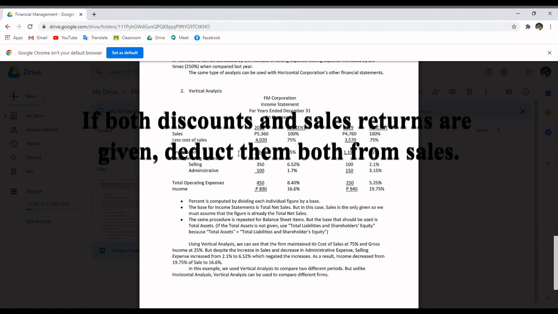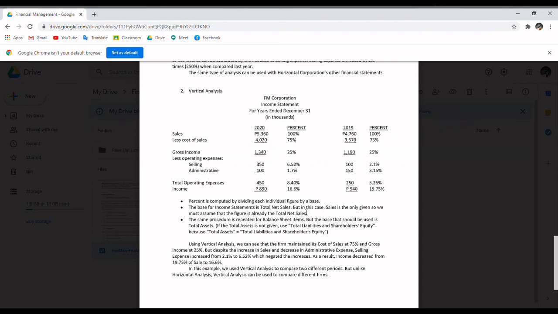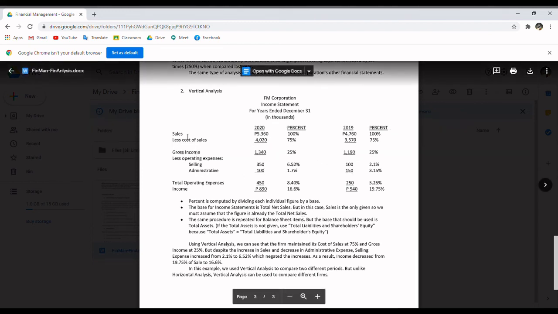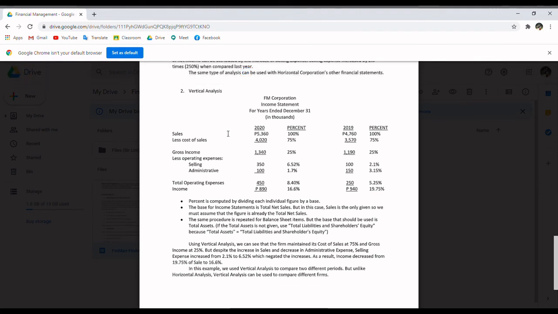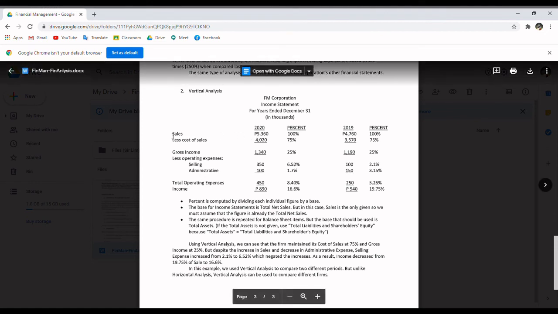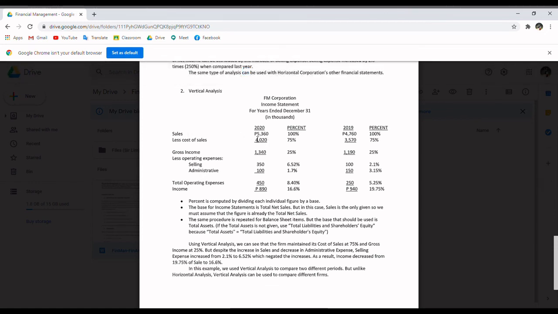So please take note that the base is the total net sales, not the sales only. If in the problem there's both sales and total net sales, use the total net sales as the base. So first we have the sales. Of course, because the sales is the one being used as the base, 5,360 divided by 5,360 is 100%.